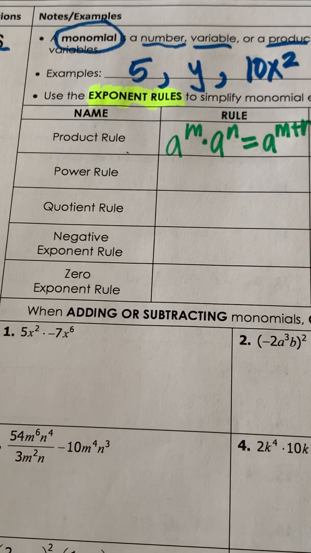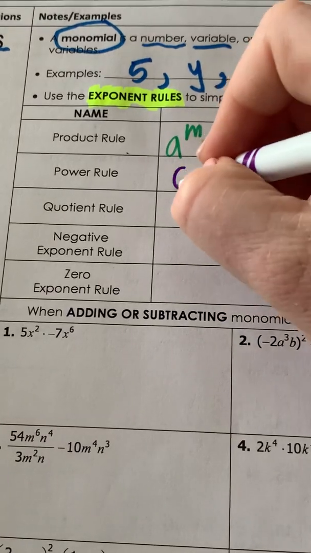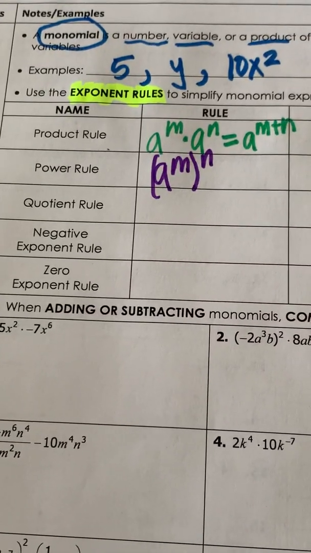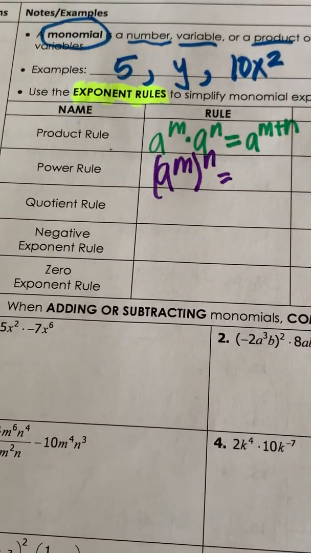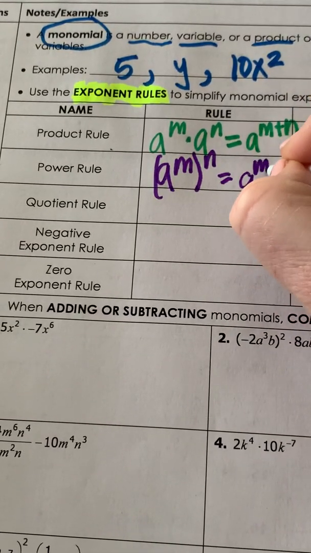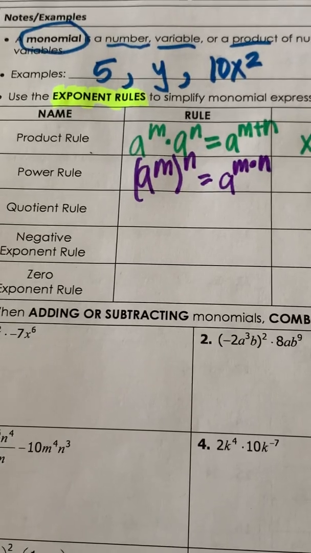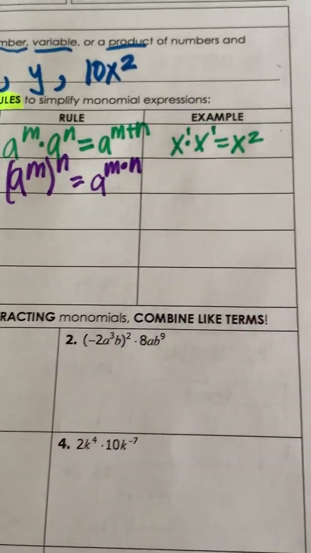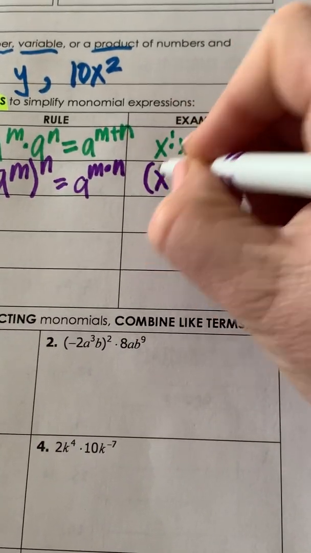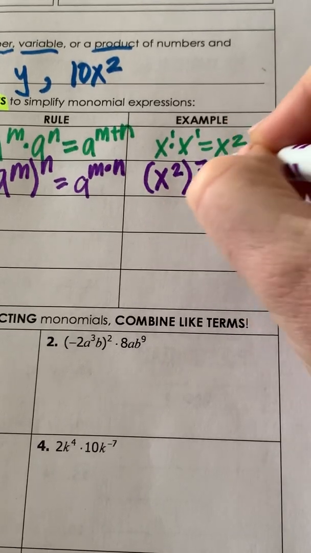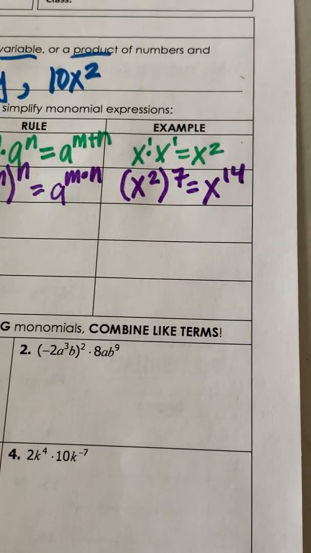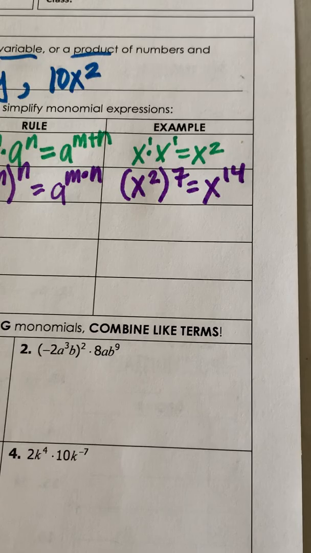Power rule is when you're raising something. A power means an exponent. So when we take something and raise it to another exponent, so a to the m to the n, when you do that, you multiply. So it'd be a to the m times n. Okay, let's do an example. A, m, and n are all the variables and numbers. So here's an example that follows that pattern. X squared to the 7th. What if you were given that? It would be x to the 14th. You're just gonna multiply them.